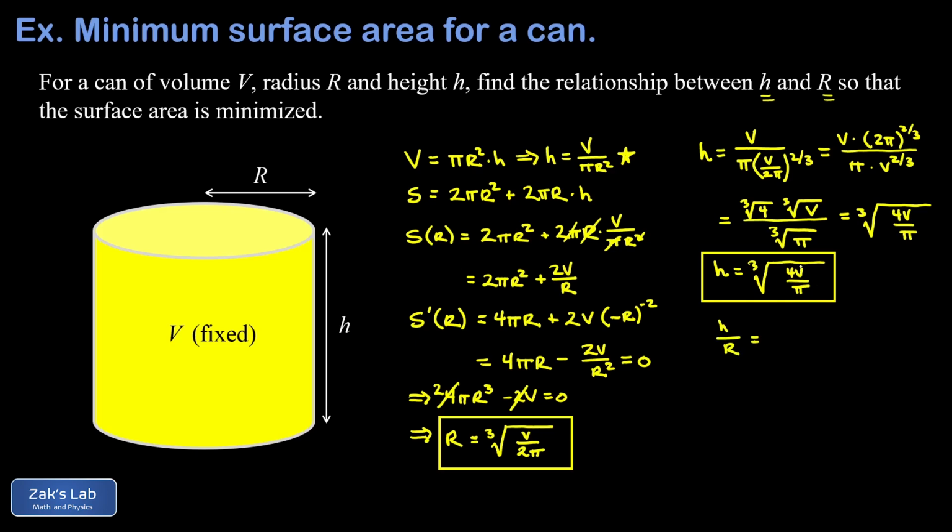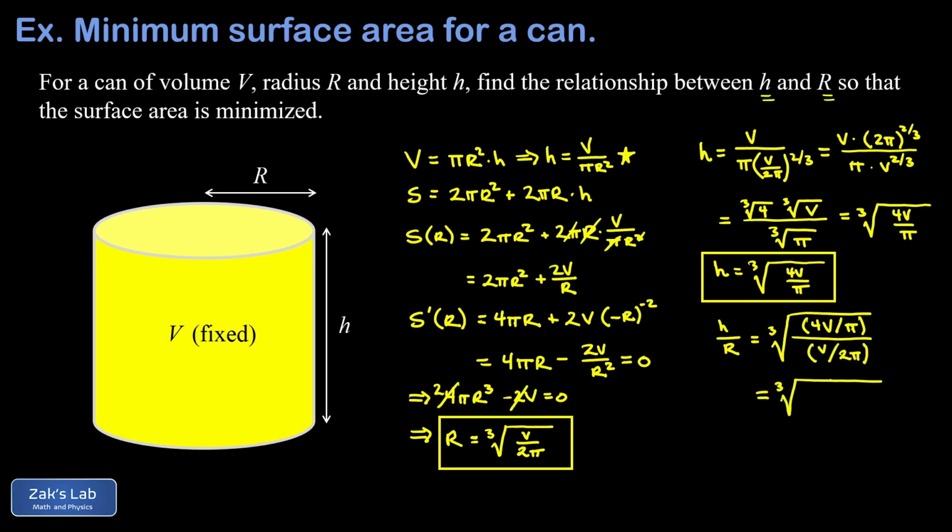So that gives me the cube root of 4v over pi divided by the cube root of v over 2 pi. Well, the quotient of two cube roots is just the cube root of the whole quotient. So I'm just going to write it that way from the beginning. And so my numerator there is going to be 4v over pi. That comes from our expression for h, the cube root of 4v over pi. And then my denominator is going to be v over 2 pi.